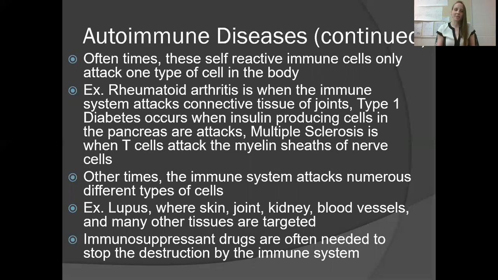Oftentimes, these self-reactive immune cells only attack one type of cell in the body. So for example, rheumatoid arthritis is when the immune system attacks connective tissue of the joints. Type 1 diabetes occurs when the insulin-producing cells in the pancreas are attacked. MS is when T cells attack the myelin sheath of nerve cells. But other times, the immune system just attacks a whole bunch of different types of cells. So for example, lupus, where skin cells, joint, kidney, blood vessels, nervous system, pretty much all of the different types of cells in the body can be attacked by the immune system.